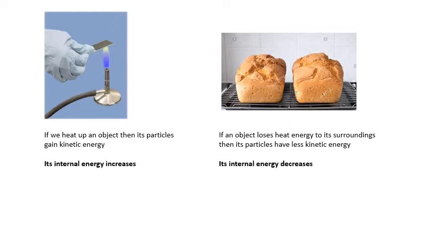Now, if we heat up something, like if we put it in a Bunsen flame or in an oven, then its particles are going to gain kinetic energy, and we say that its internal energy increases. If something cools down, like this bread just taken out of the oven, so it's losing heat energy to its surroundings, so its particles have less and less kinetic energy, we say its internal energy decreases. So if you heat something up, its internal energy increases. If it cools down, if it loses energy, then its internal energy decreases.